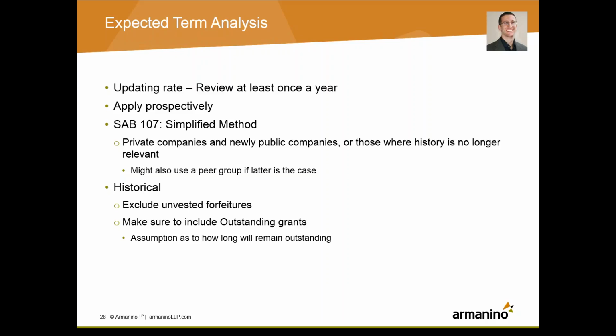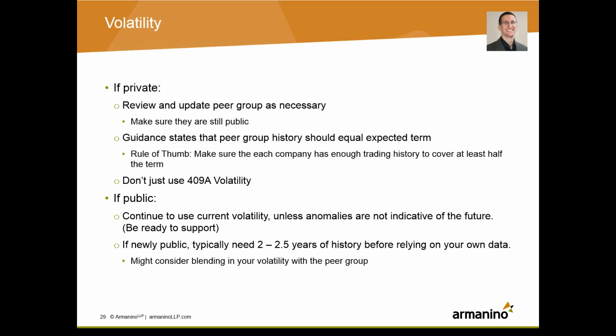So you should review that at least annually, and probably write up a memo if you're an audited company, write up a memo for your auditors outlining your analysis. On the volatility side, if you're a private company, you're probably using a peer group, and you should, because your price isn't changing daily or probably recent enough to have its own volatility. But I would say don't just use the 409A volatility, right?